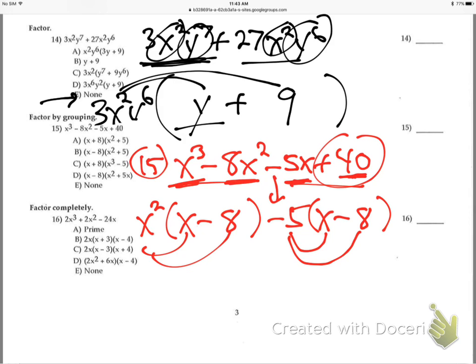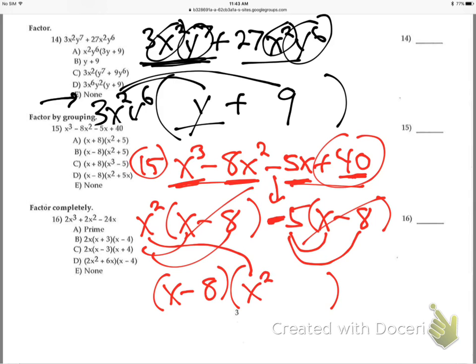We can't have the loose horse here. So what do we do? You take the x minus 8, put it in the front, remove them both, and you start a new set, and you bring down the leftover. x squared minus 5. Done. None of the above.